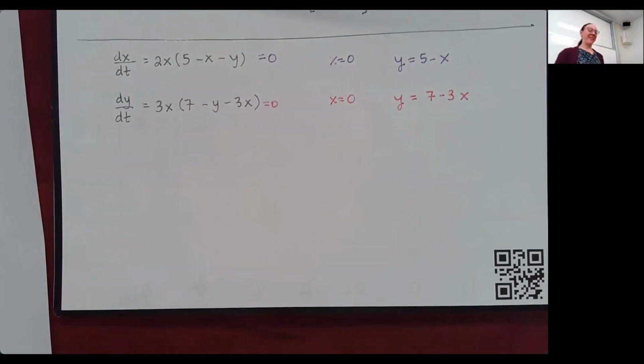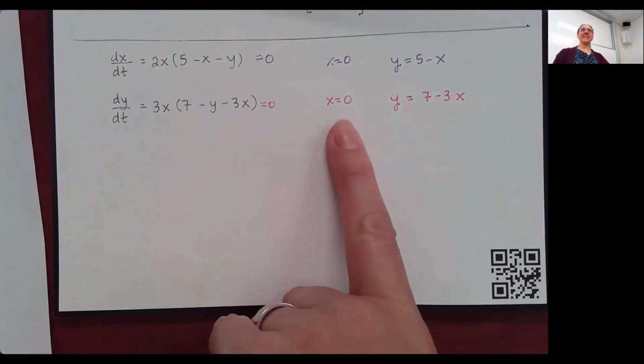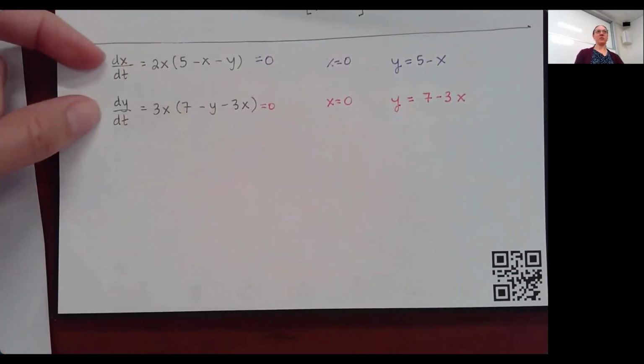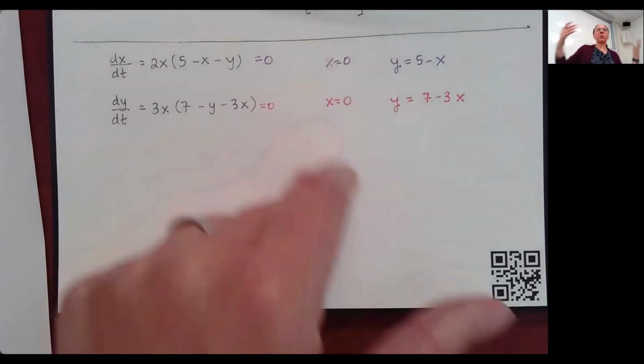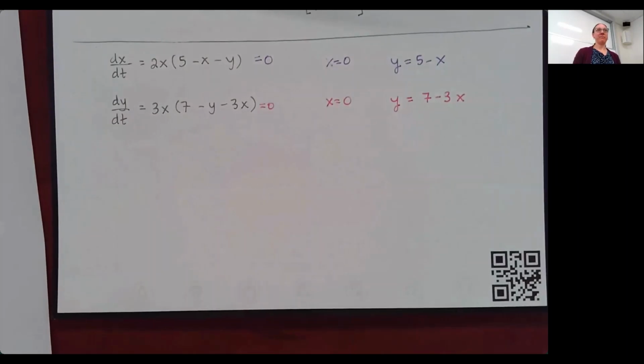So the interesting thing here is that because of my typo, the entire y-axis is in equilibrium. Because if x is equal to 0, it satisfies both differential equations. So this one actually has an infinite number of equilibria, because when x is equal to 0, both things are satisfied. So it's definitely not what I meant to write.